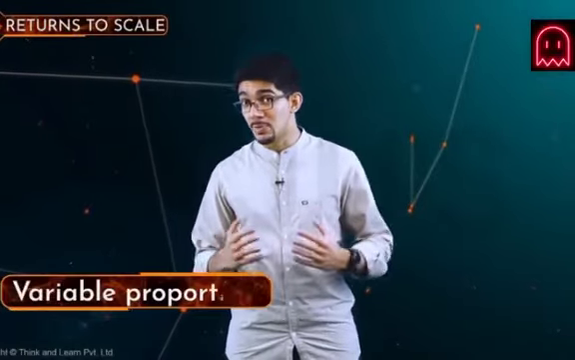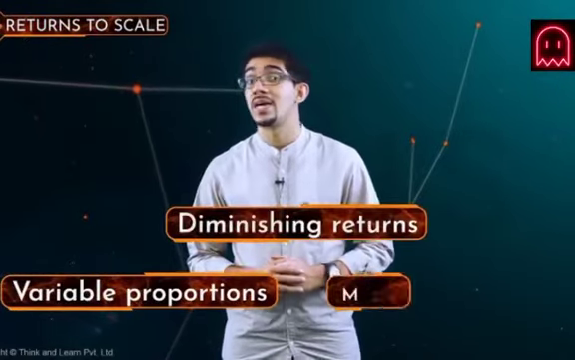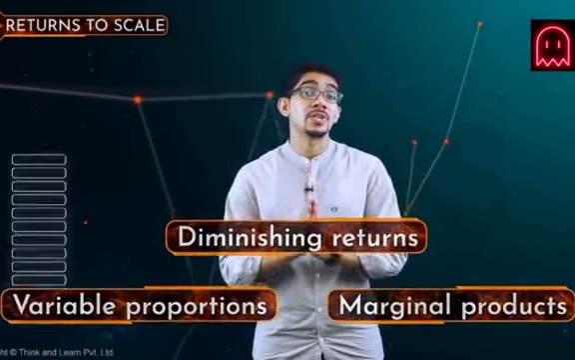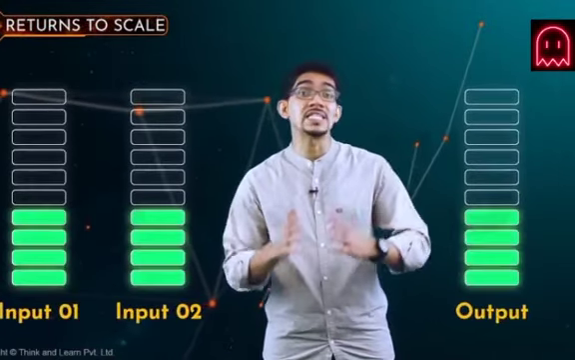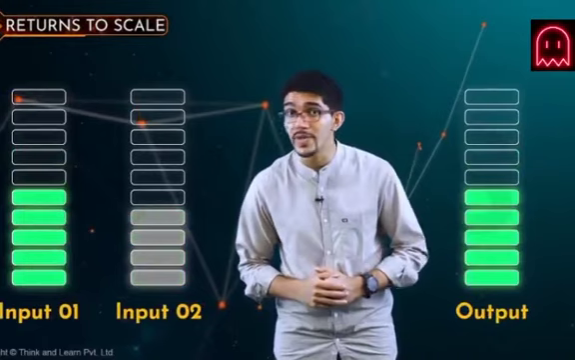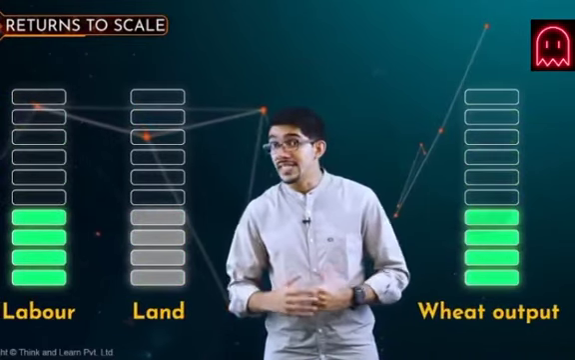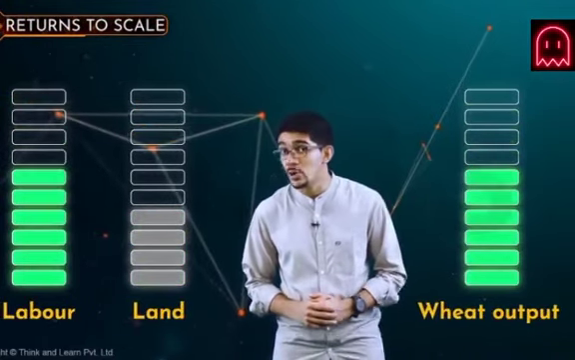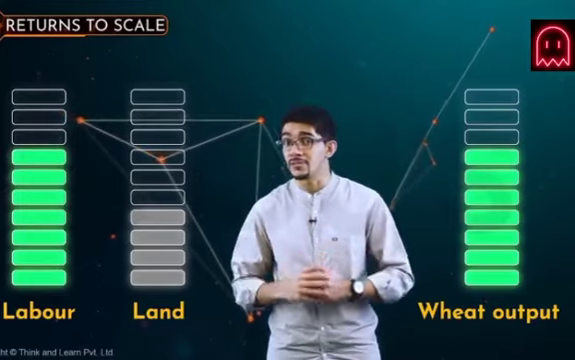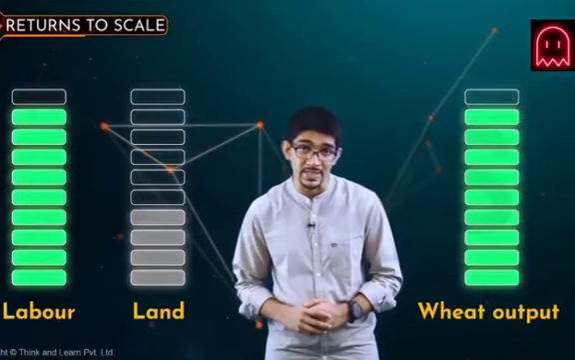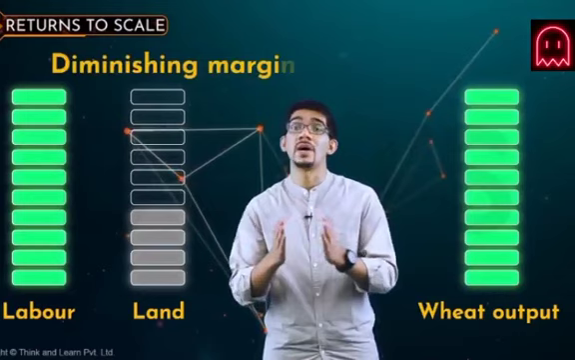All the concepts we saw till now, like variable proportions, diminishing returns, marginal products, etc., refer to the response of output to an increase of a single input when all other inputs were held constant. We saw that increasing labor while holding land constant would increase wheat output in a farm by ever smaller increments, as per the law of diminishing marginal product.